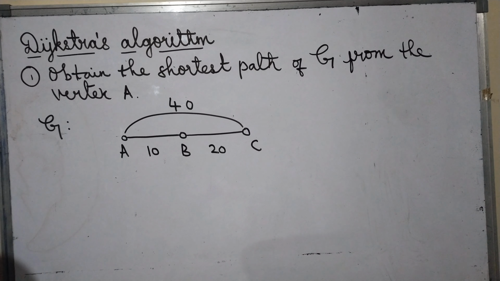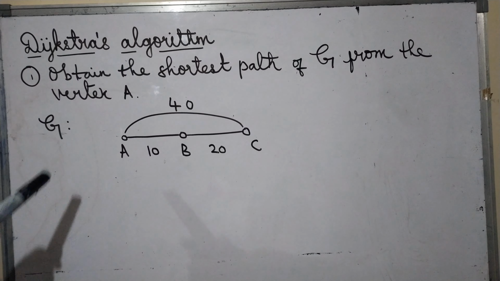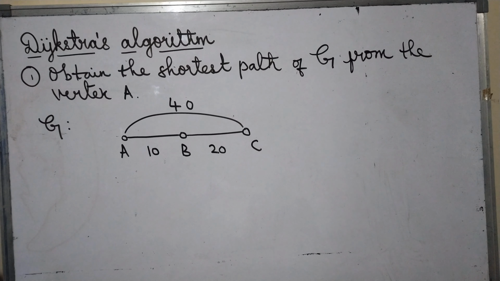So in this video, let us solve a problem on Dijkstra's algorithm. Dijkstra's algorithm is used to find the shortest path from the source vertex to other vertices. In this question, we have a graph G. It contains the vertices A, B, C, and the given graph is a weighted graph. We have assigned a non-negative quantity to each edge of this graph.